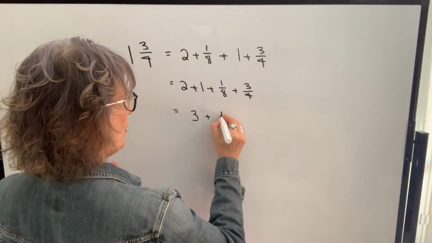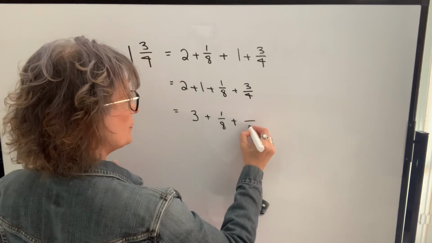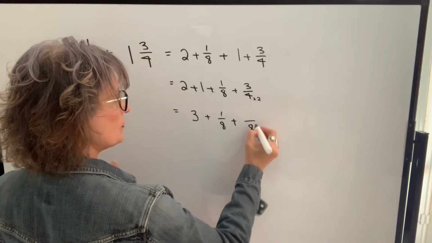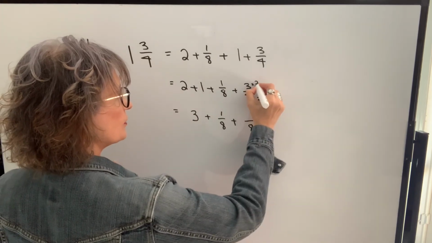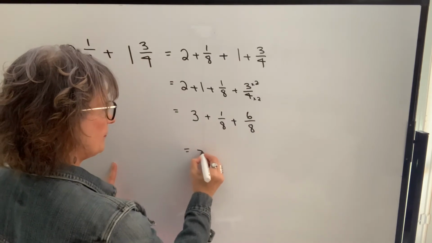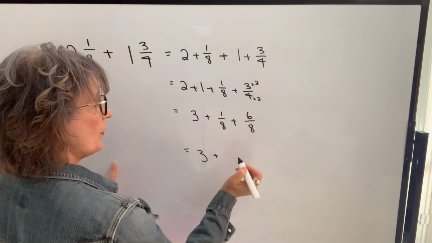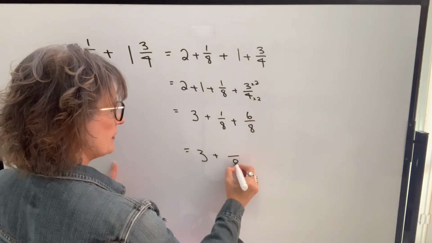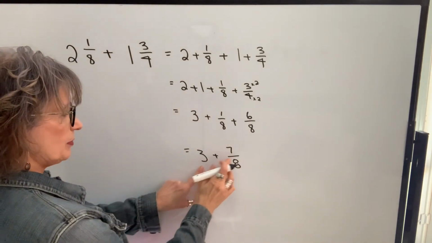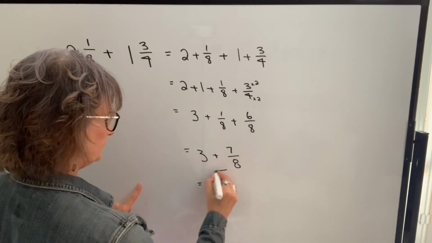So we keep 1/8. And in order to change 3/4 to 8ths, I multiply the denominator by 2. 4 times 2 gives me 8. So I have to do the same thing to the numerator. 3 times 2 is 6. Now I can add my fractions. They both have the same denominator, 8, so I keep that. 1 plus 6 is 7. And then the way I express 3 plus 7/8 is 3 and 7/8.